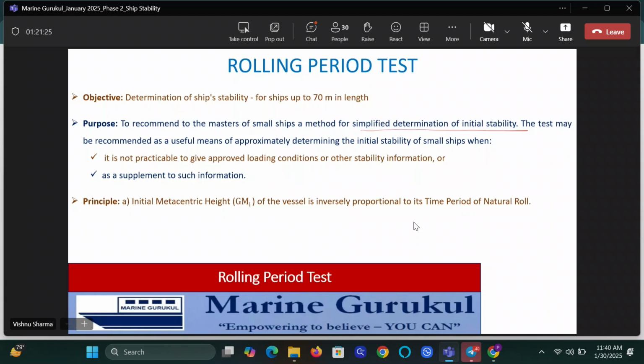What is the principle of rolling period test? The rolling period of a vessel depends on her GM. Therefore, if the rolling period is more, GM is less. If rolling period is less, GM is more, you know, tender and stiff ships.